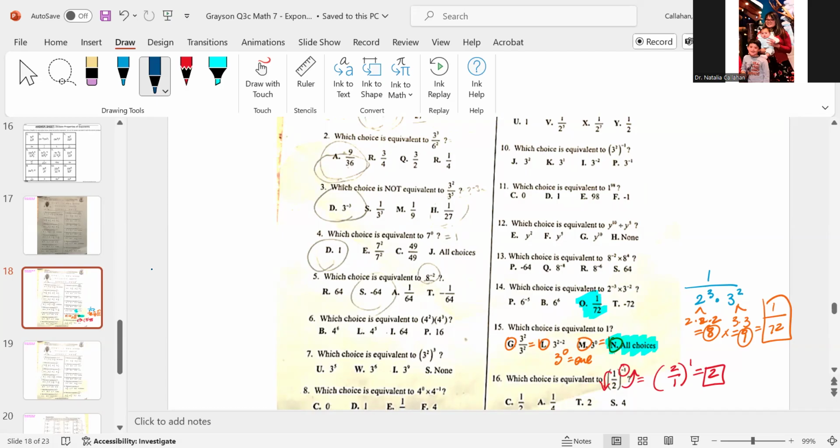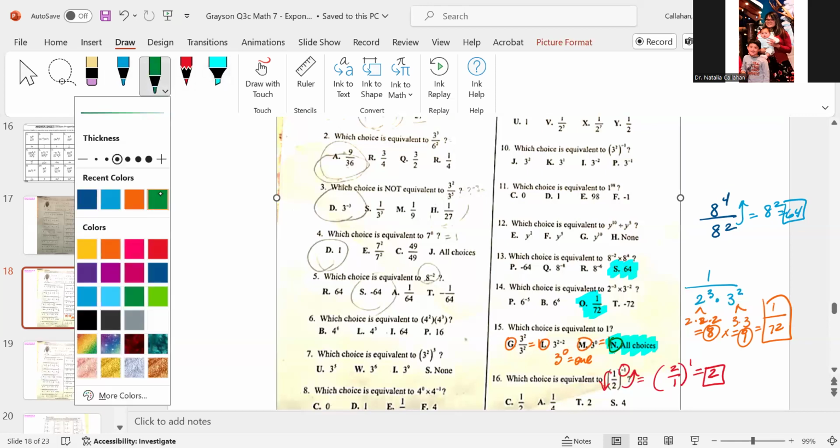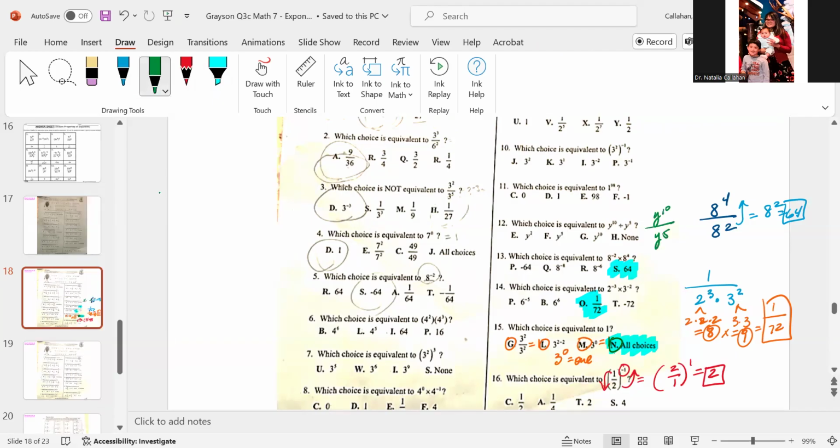Okay, for number 13, a to the 4th stays on top, a to the 2nd goes on the bottom. Then we're going to divide by moving the 2 up. So y to the 10th divided by y to the 5th, move it up.